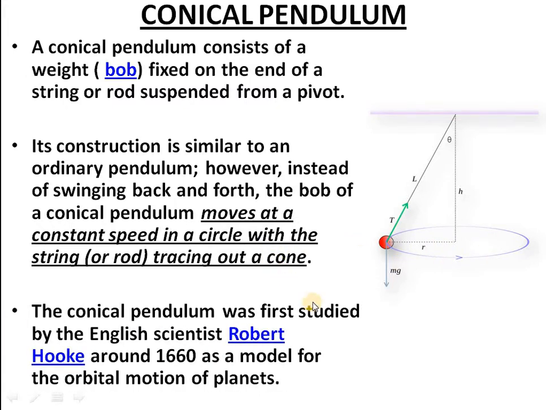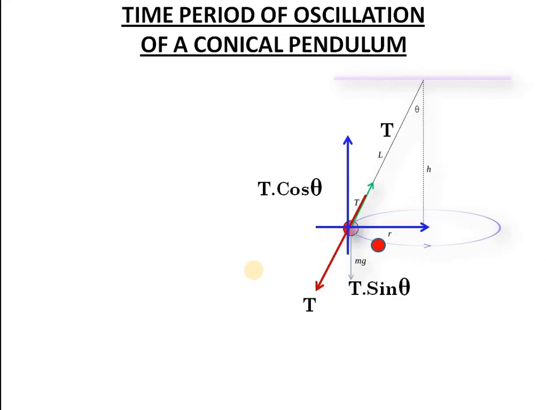In fact, it can be used to describe even the orbital motion of many planets. That was done by Robert Hooke in 1660, and many other physical systems can be explained using the concept of the conical pendulum. Even precession, when a charged particle is put in a magnetic field and moves in a circular path, can be described using some of the elementary concepts of the conical pendulum. These are the introductory statements.